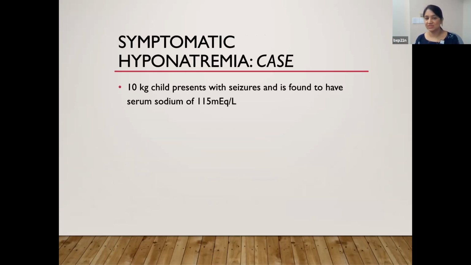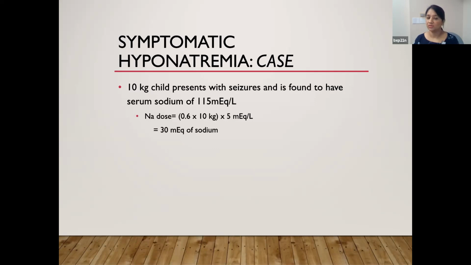So like I just put this case, 10 kilo, right? They present with seizures and are found to have a sodium of 115. That's truly low, and their brain is swollen. That's why they have seizures. And you want to increase by 5 milliequivalents. So 0.6, that's the distribution factor of the sodium, times 10, the weight, times 5 milliequivalents. That's the sodium you want to raise.